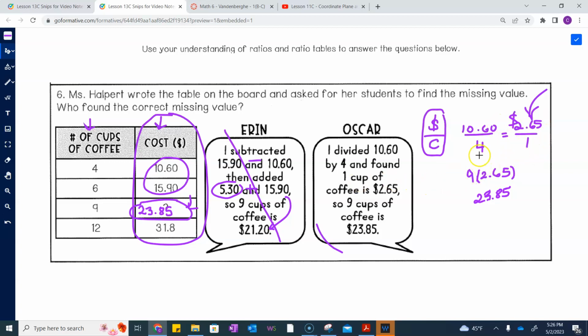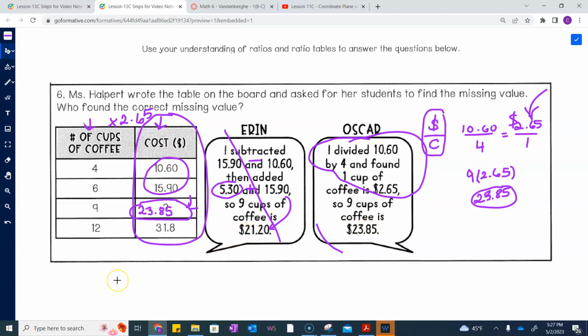So by finding the unit rate, by finding how much 1 cup of coffee costs, by doing this division, we are able now to scale up that 1 cup of coffee, scale it up by 9, multiply $2.65 times 9 to get a total of $23.85. In other words, if you take the number of cups of coffee and you multiply each cup by 2.65, you will get your total cost. That is the relationship that ratio gives you.